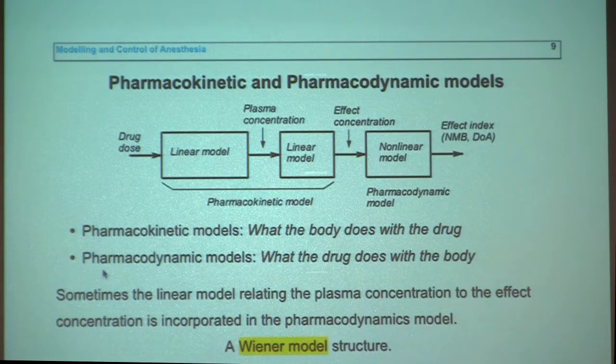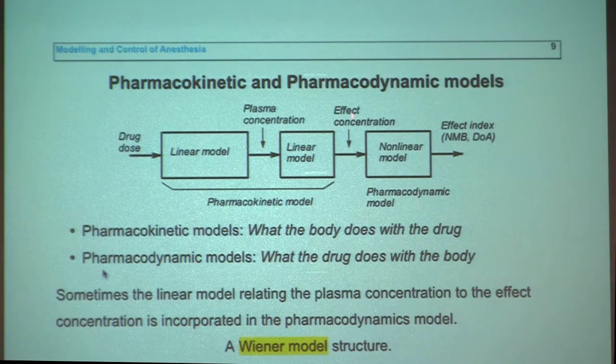Okay? And then the drug is passing from the plasma to the effect concentration. In some cases, they are both the same, or you cannot distinguish one from the other. Okay, but in general, this is the situation. So these are linear models up to a good approximation. Okay, and then you have a non-linear model. This linear model is the pharmacokinetic model. Okay. It's very well studied by the companies that produce the drugs. And this nonlinear model is a pharmacodynamic model.